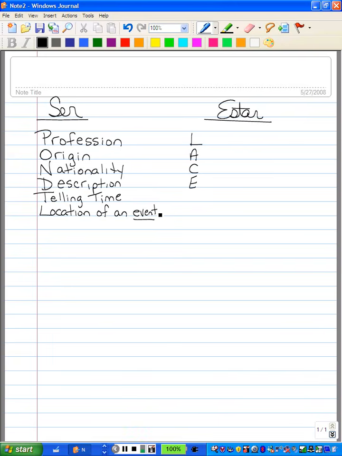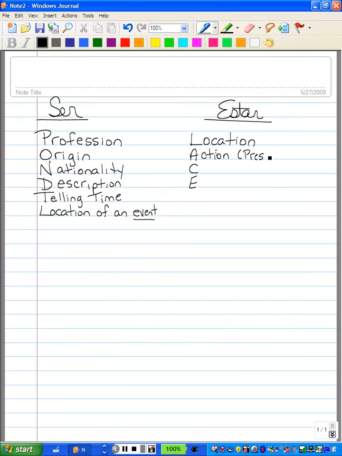Alright, I'm underlining an event because it has to be an event to use the verb ser. Like if you say the concert is at the park or the ball game is at the stadium, it has to be an event when you use the verb ser. L is going to be location, which is any location other than an event. And A is for action.